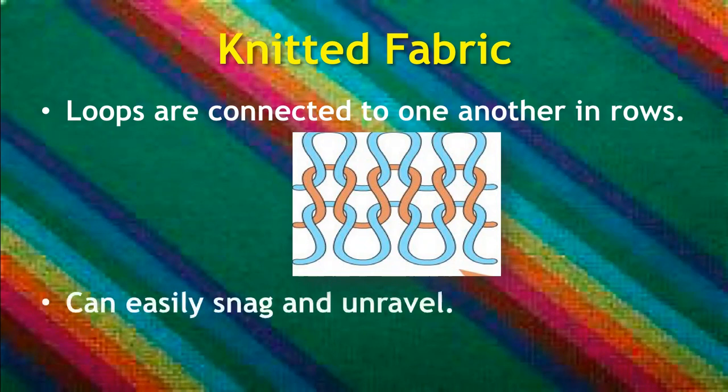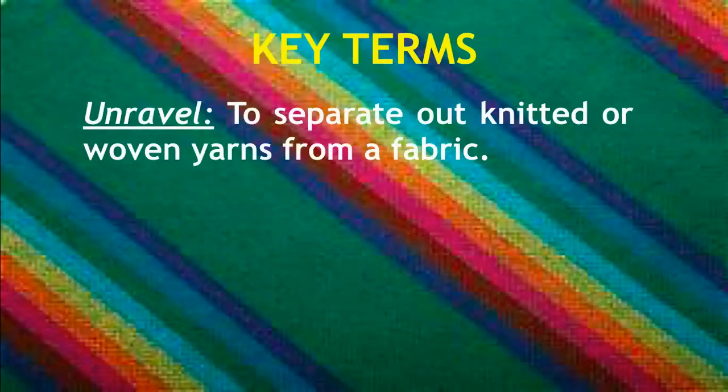Knitted fabric can easily snag, that is, it can get out of shape. Knitted fabric can also unravel. Unravel is to separate the yarn out of the knitted or woven fabrics.